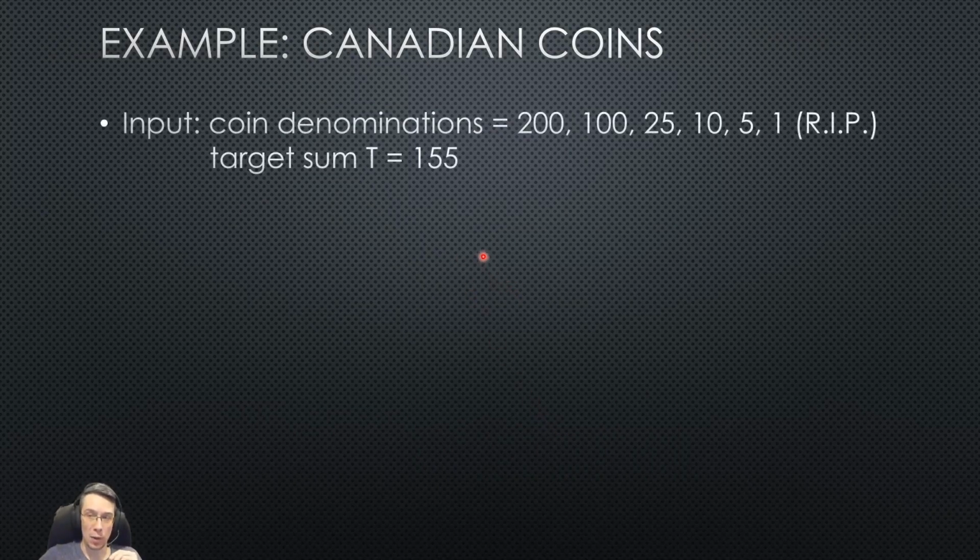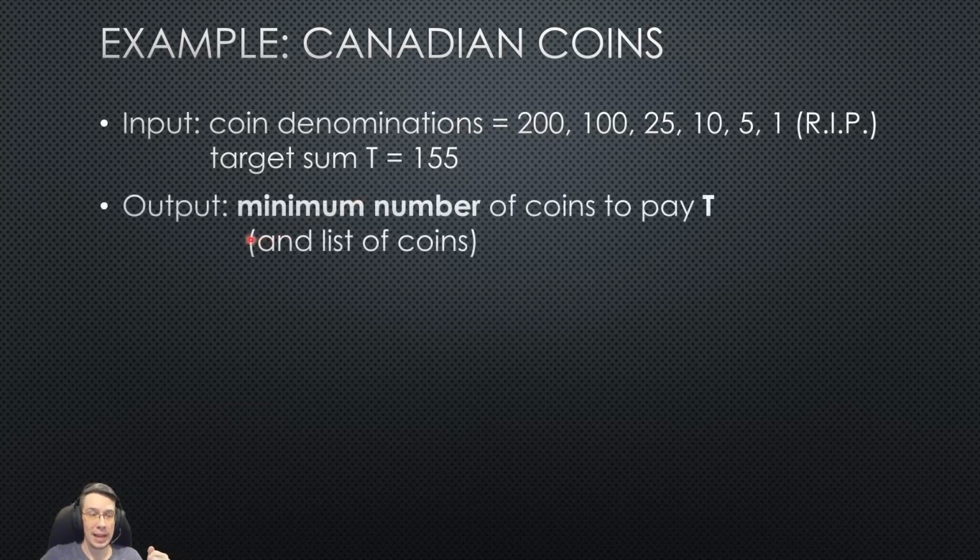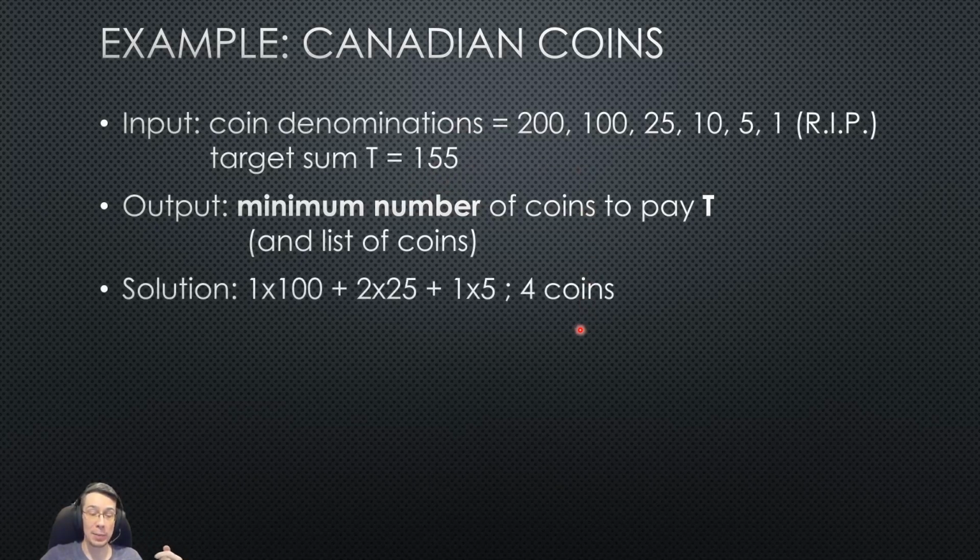So the input for the coin changing problem is a sequence of coin denominations and a target sum, t. The coin denominations for the Canadian coin system are going to be represented as a sequence of integers: 200, 100, 25, 10, 5, and 1. Rest in peace, penny. And the target sum is also going to be a positive integer, t, in this case 155 as an example input. And the output is the minimum number of coins you need to pay the target sum, t. And also we would like to output a list of those coins. So for example, for the target sum t, we might output a loonie, 2 quarters, and a nickel. And that can be done in 4 coins, and we want to output the list, so 1 loonie, 2 quarters, 1 nickel, and also the number 4, the minimum number of coins.